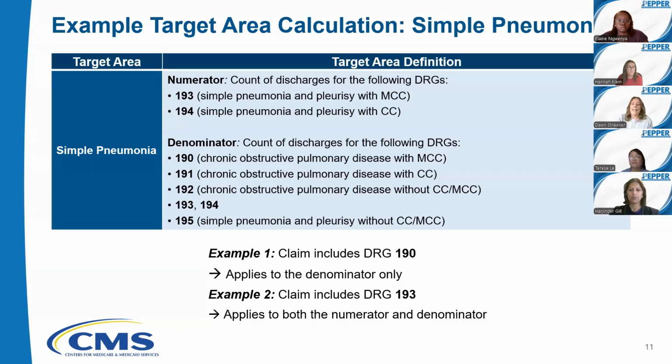If you look at example 1, the claim includes DRG 190, which is chronic obstructive pulmonary disease with MCC. Because 190 is included only in the denominator definition, this claim counts towards the denominator only. In example 2, the claim has DRG 193, which is simple pneumonia and pleurisy with MCC. In this case, the claim will apply to both the numerator and the denominator.